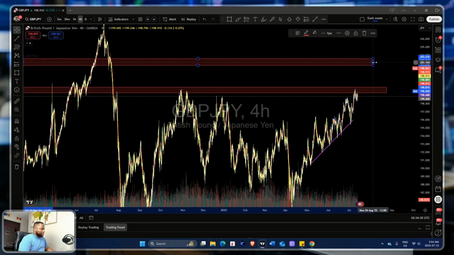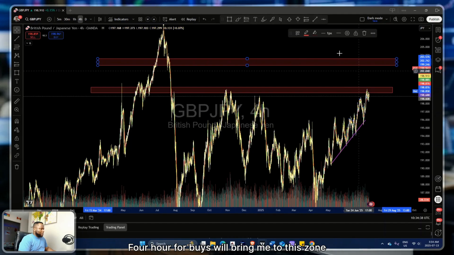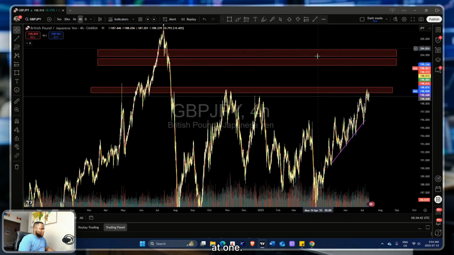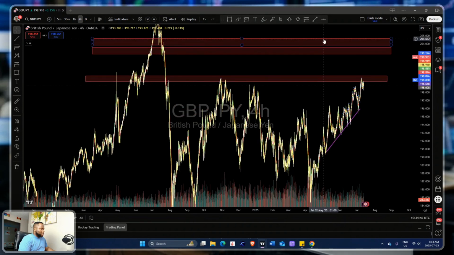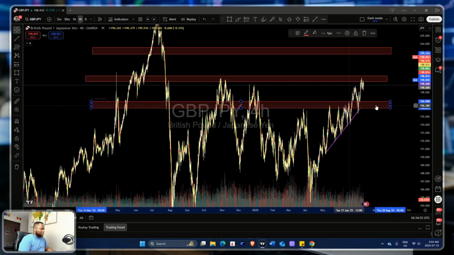So what do we have here on the 4 hour, on the 30 minutes for buys? 4 hour for buys will bring me to this zone here. Let's say, oh, that's too much. Stay. So the buy zone here is 196.75. I'm gonna give you reasons why.